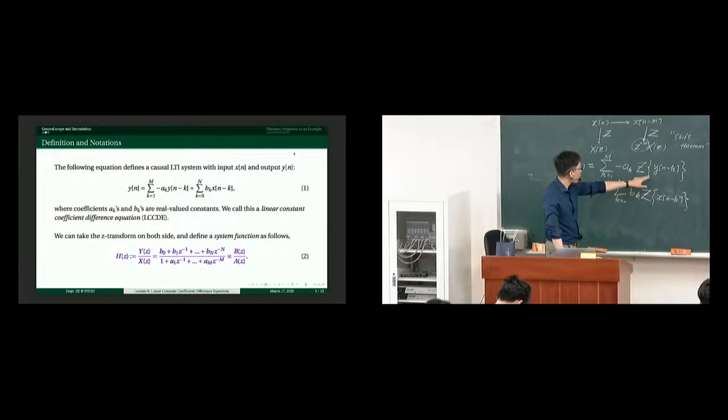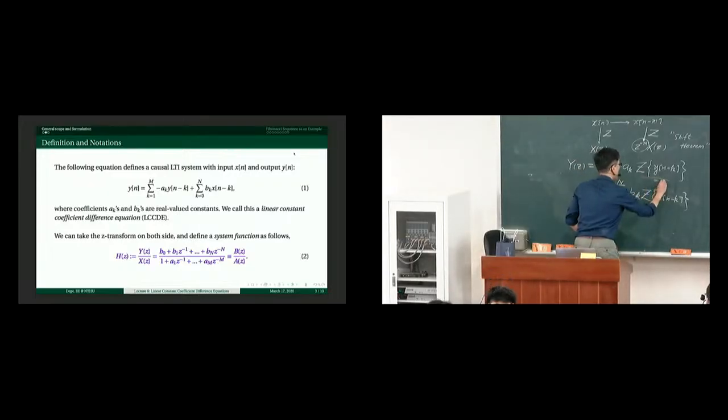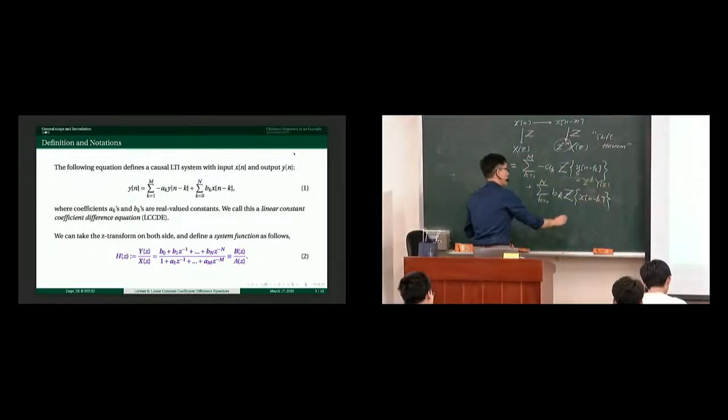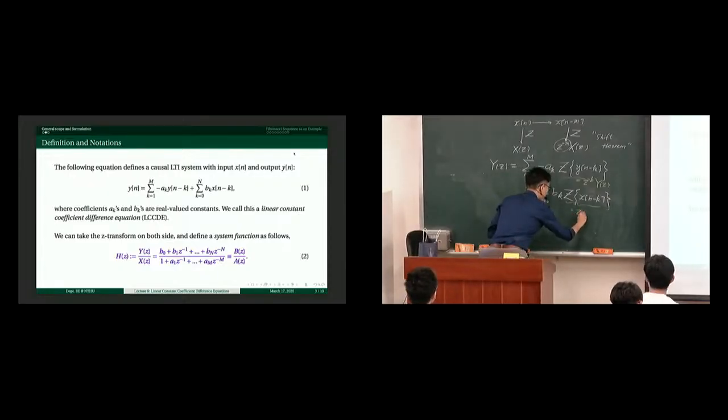And then, what's the Z transform of y shifted to the right? Respectively, every term equals z to the minus k times Y. And similarly, what's the Z transform of x shifted to the right by k samples? That equals z to the minus k power times big X.